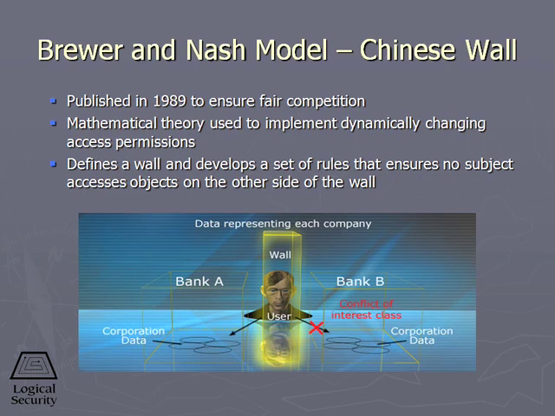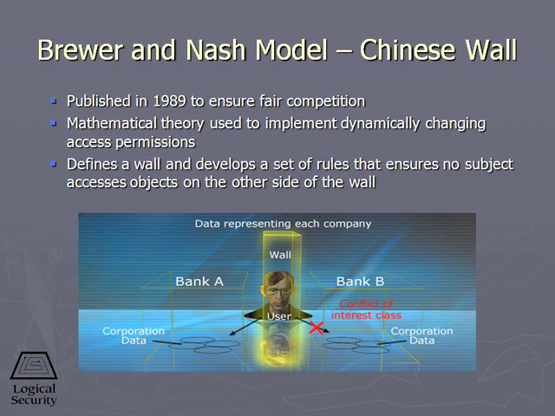And here's the context we're talking about. Again, this was designed to avoid a conflict of interest. So the rule says that if a subject has not accessed any company's data, he's allowed to access any company's data. But as soon as he accesses one company's data, the Brewer-Nash model builds a Chinese wall. It dynamically implements ACLs, or access control lists, that say the subject is now only allowed to access that first company's data and is not allowed to access any other company's data.